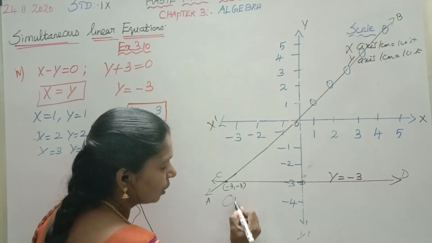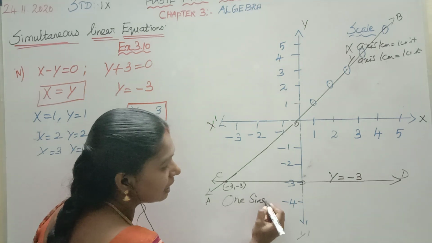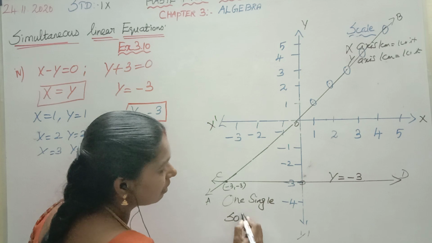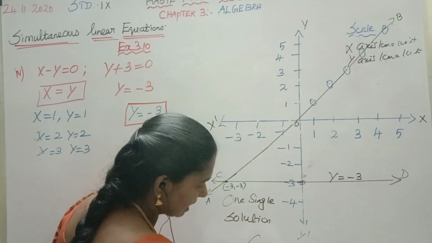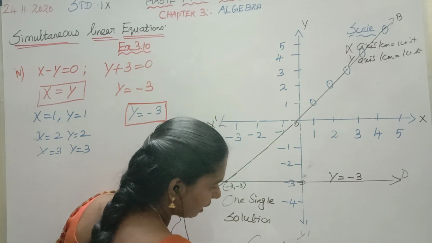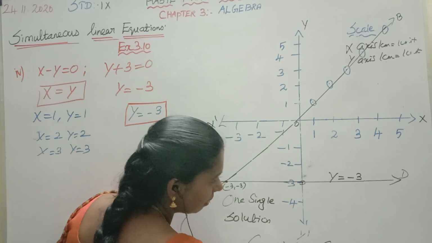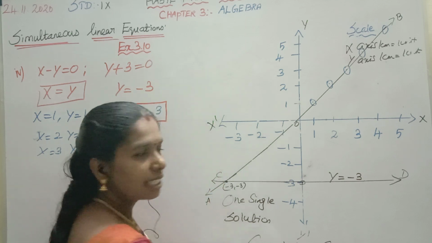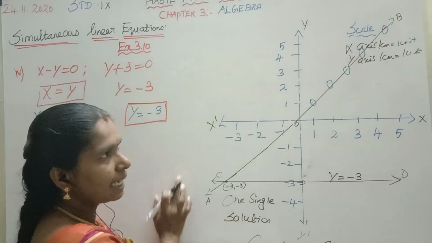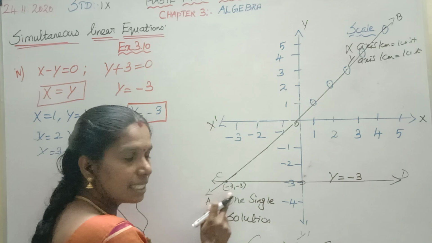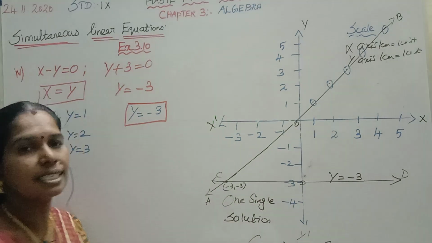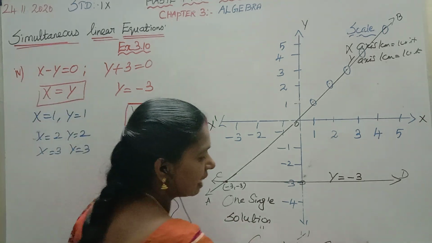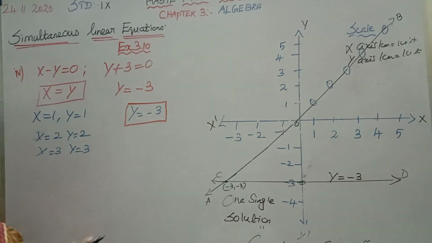Therefore you will be getting one single solution. So, what type of system is this? Yes, very good. Consistent system. You can write: the given two straight lines are meeting at the point minus 3 comma 3. Therefore, we have one single solution, and it is a consistent system. That's all the solution for this sum. But you have to do it in the graph side.